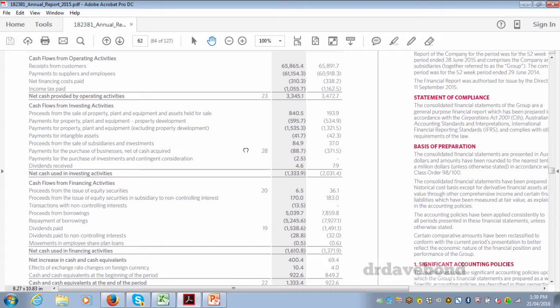And you can see in this case, the 2 biggest cash flows by far are what they get from customers coming in and what they pay to suppliers, employees, all that sort of thing going out. 65 billion in, 61 billion out. No question, that's the biggest. We have financing costs, or basically interest for our purposes, and income tax paid. So interest and tax. I will talk about these at the end.